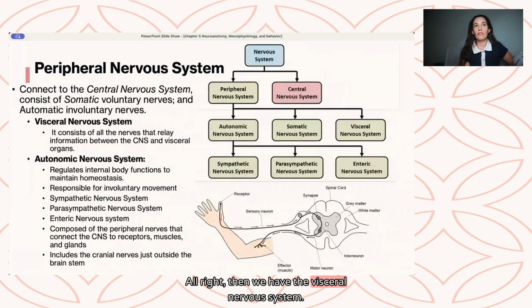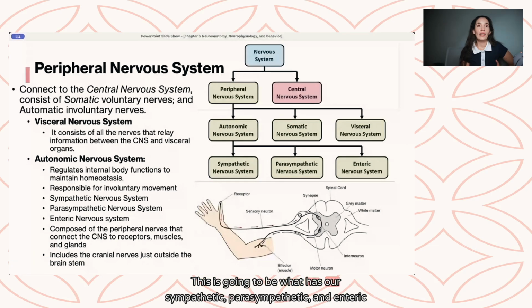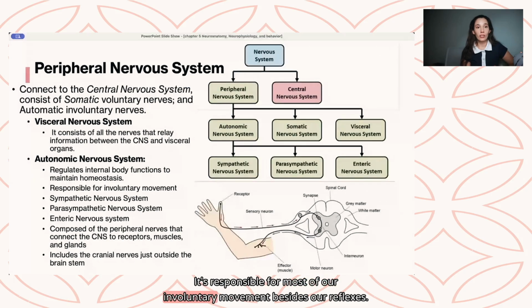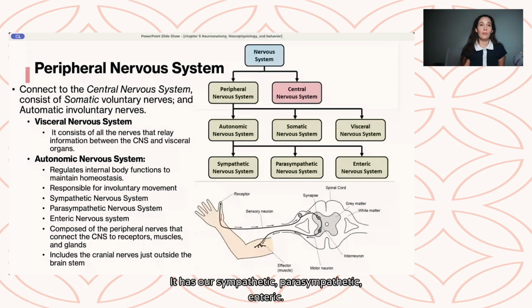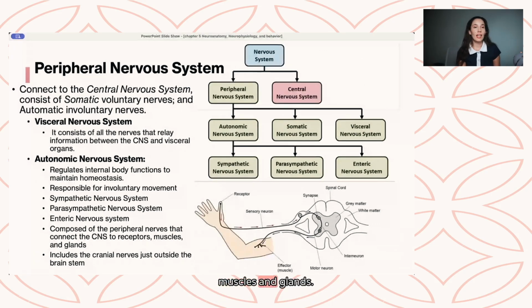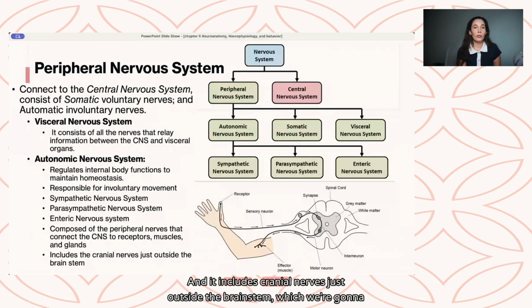All right, then we have the visceral nervous system. So this controls the nerves that relay information between the central nervous system and our visceral organs. And then we have the autonomic nervous system. This is going to be what has our sympathetic, parasympathetic, and enteric system. So it regulates internal body function. It's responsible for most of our involuntary movement besides our reflexes. It is composed of peripheral nerves that connect to the central nervous system, muscles, and glands. And it includes cranial nerves just outside the brainstem, which we're going to talk about.